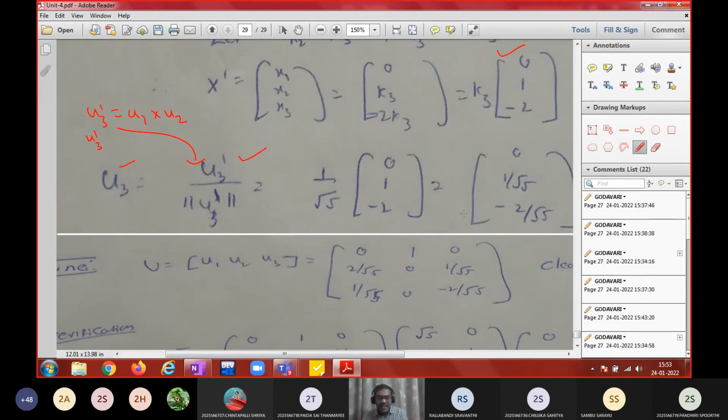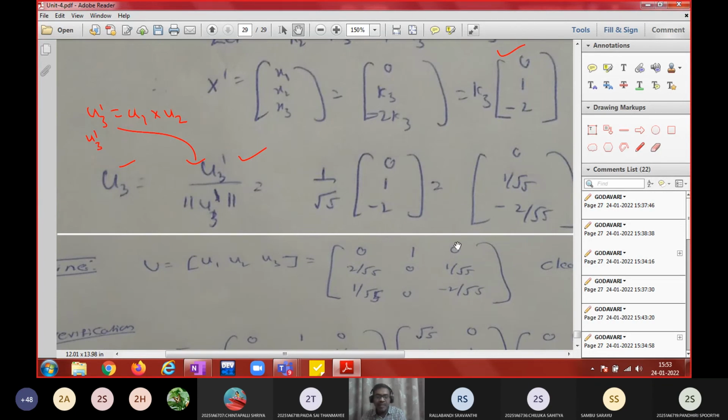Then you put those 3 vectors. This is the vector 1 by sigma 1 into AV1, which is U1. This is another vector 1 by sigma 2 into AV2, which is U2. So U1 and U2 were already obtained, and U3 we just now obtained. You put them as 3 vectors, and you observe that any 2 vectors are mutually perpendicular, because the dot product is 0. These 2 dot product is 0. These 2 dot product is 0.